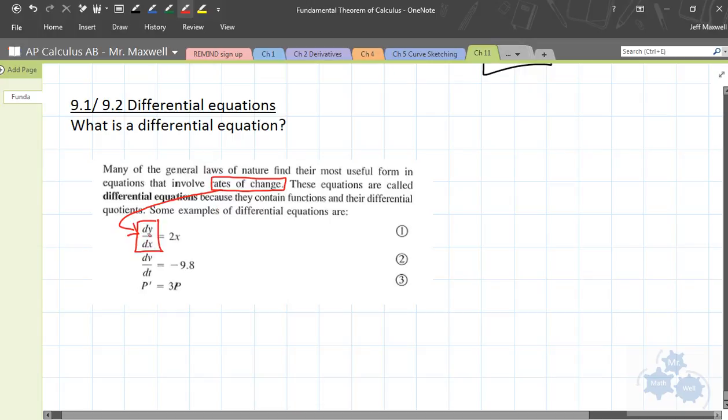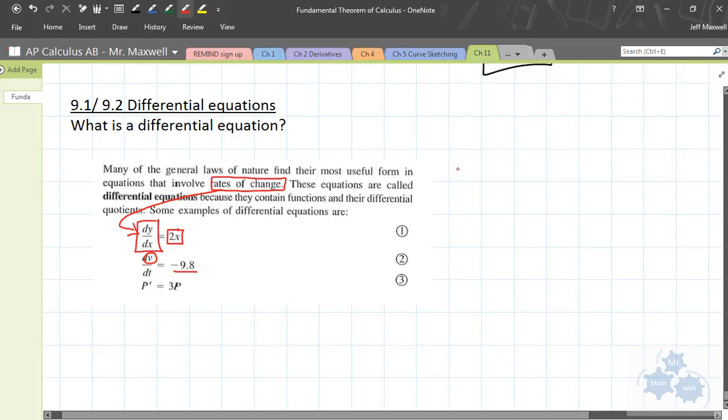And obviously, a rate of change will depend upon its original state, or upon the variables that we're inputting, right? So it has to do with plain old x. So it's the derivative of the function, and it has to do with x. Or here's the derivative of velocity. And here we have just a value, so it's not dependent upon another variable. It's just a constant, but yet we have the derivative in an equation with other values. So these equations are called differential equations because they contain functions and their differential quotients.